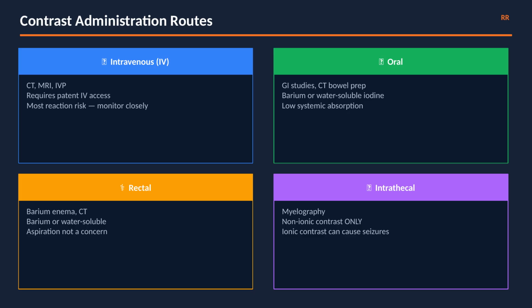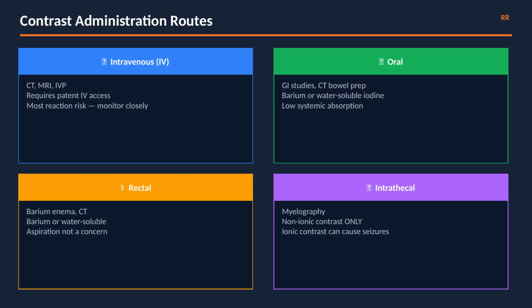Elevate the affected extremity above heart level to reduce swelling and promote reabsorption. Apply warm or cold compresses per your facility protocol. Document everything: volume injected, onset of symptoms, time, and actions taken. Notify the supervising radiologist. Arrange follow-up based on the volume and type of contrast involved.